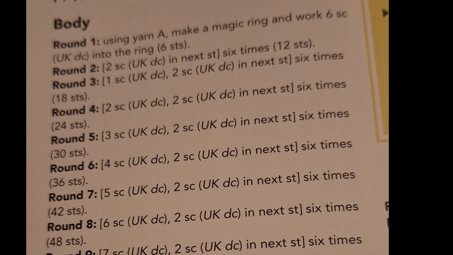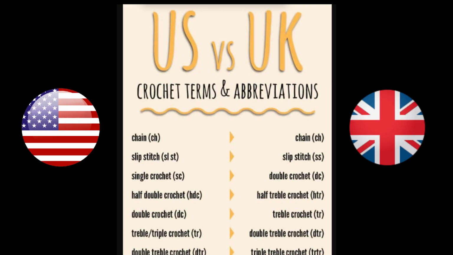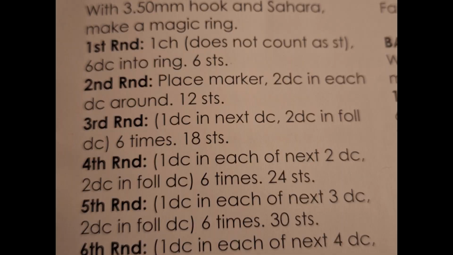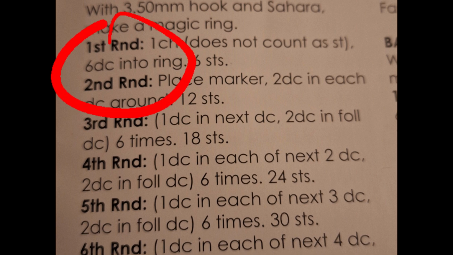Telling the difference between the US and UK patterns should be more obvious to a more seasoned crocheter. You might find in published patterns that the pattern writer has used both terminologies, but that is quite rare. You will most likely have learnt that US and UK use the same stitches, but they just have different names for them. When a pattern starts with a double crochet into a magic ring, that's usually a telling sign that it is a UK pattern.